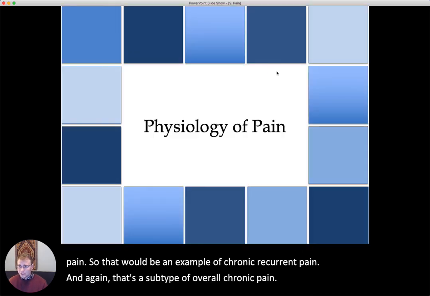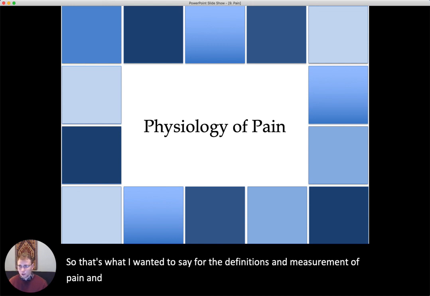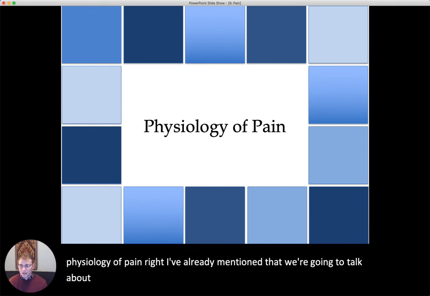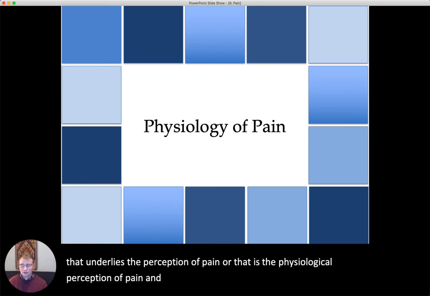So that's what I wanted to say for the definitions and measurement of pain. In the next section, we'll return and talk more about the physiology of pain, right? I've already mentioned that we're going to talk about nociception, right? That's the physiological mechanism that underlies the perception of pain, or that is the physiological perception of pain. And so that's what we'll be talking about in this section.